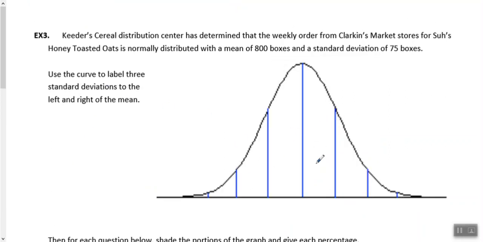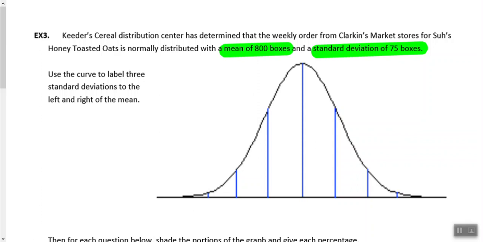We do want to talk about breaking down our empirical rule some more. So Keeter's Cereal Distribution Center has determined that the weekly order from Clarkin's Market Store for Suds Honey Toasted Oats is normally distributed with a mean of 800 boxes, so there's my mean, and my standard deviation of 75 boxes.